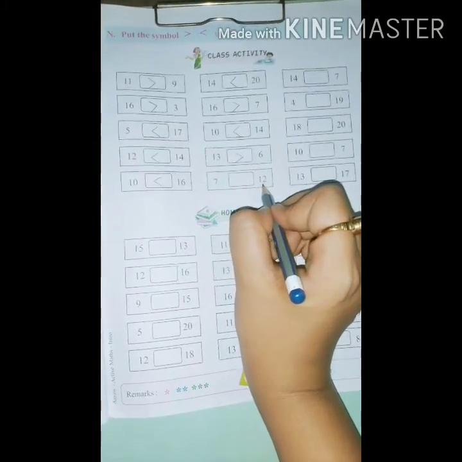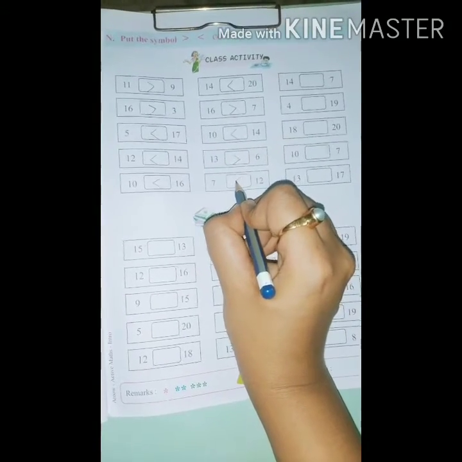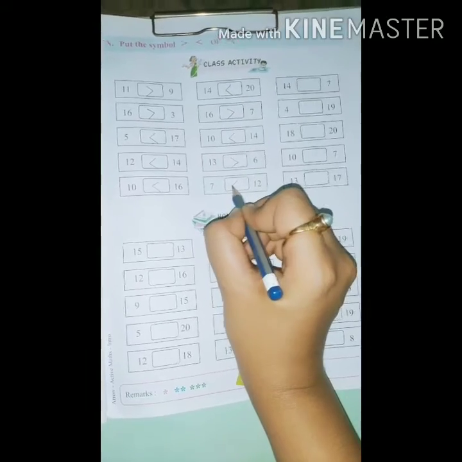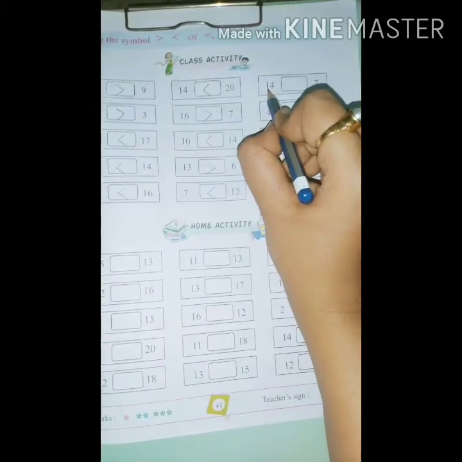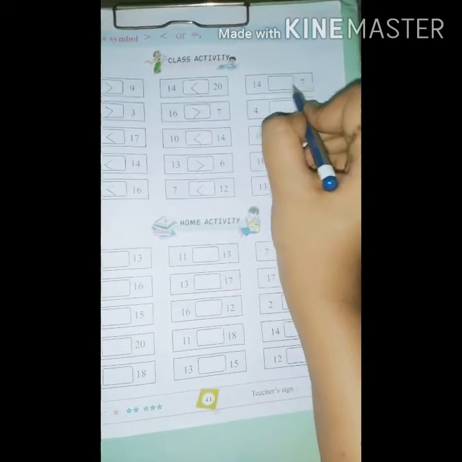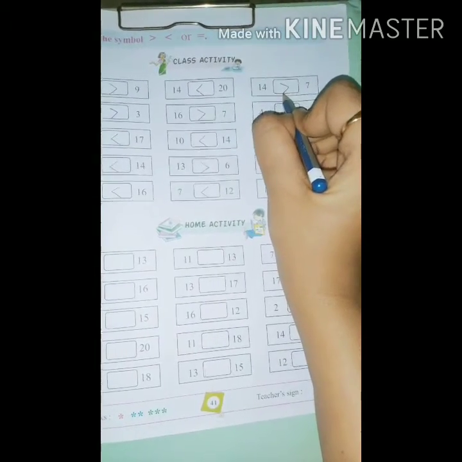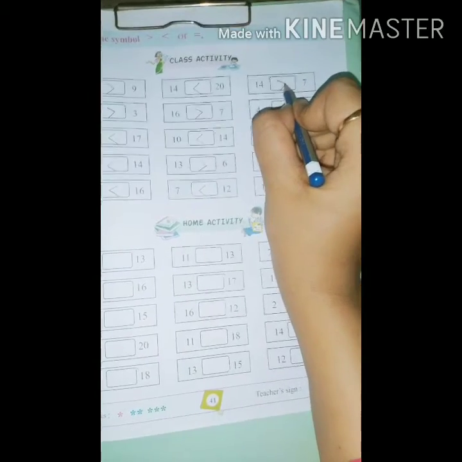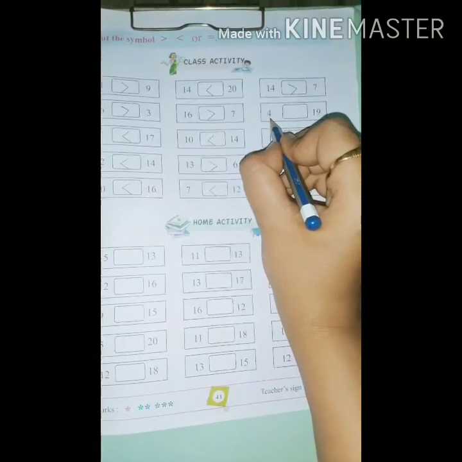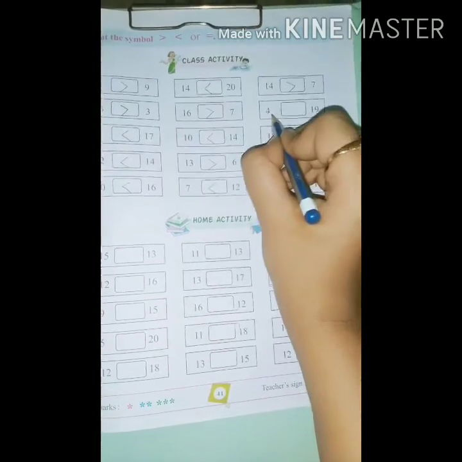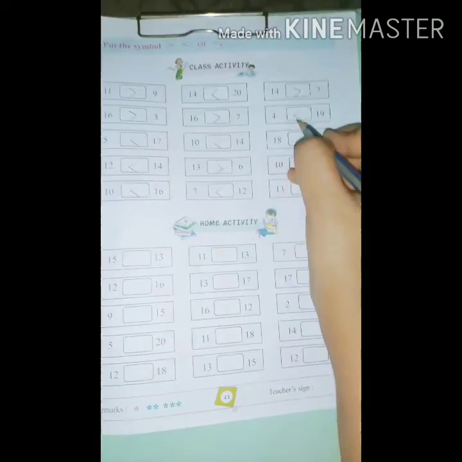Now 7 and 12. Here 7 is the smaller number. So we will put here this sign. This is the less than sign. Now the next set of numbers, here 14 and 7. In between these two numbers 7 is smaller. So we will put here this sign as 7 is smaller and the mouth of the fish is always pointing toward the smaller number. Here 4 and 19. 4 is the smaller number. So we will put here this sign. This is the less than sign.